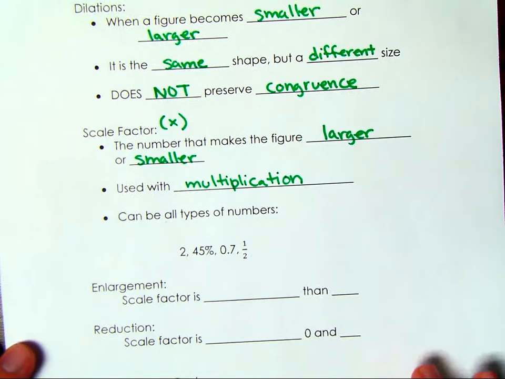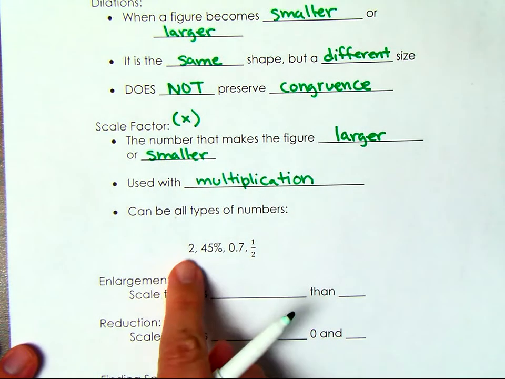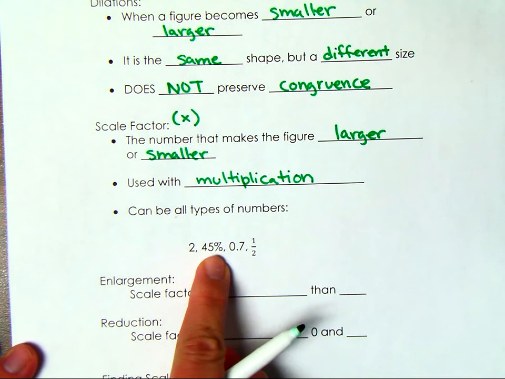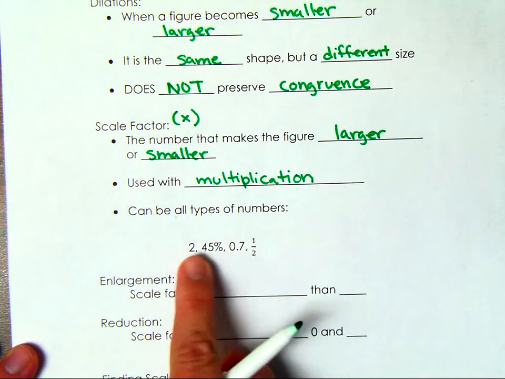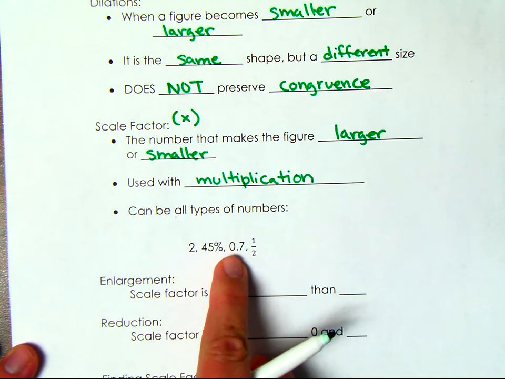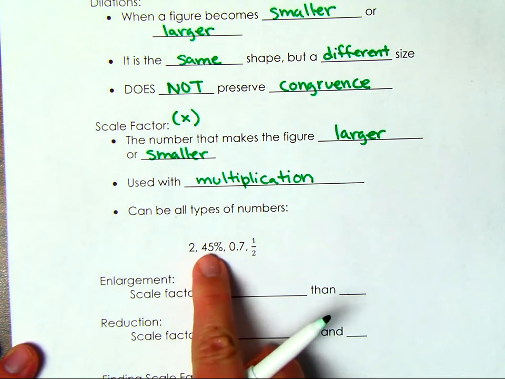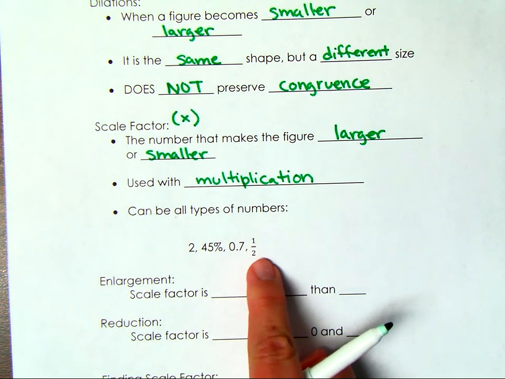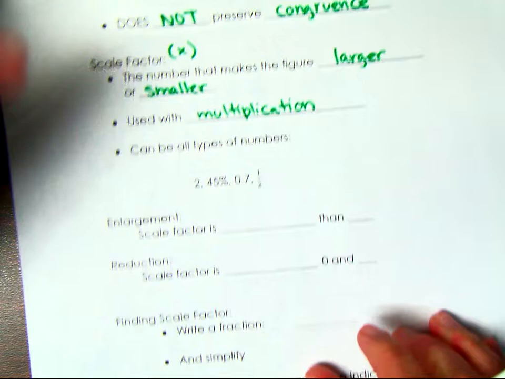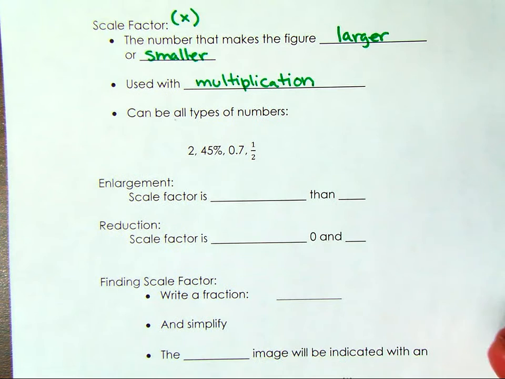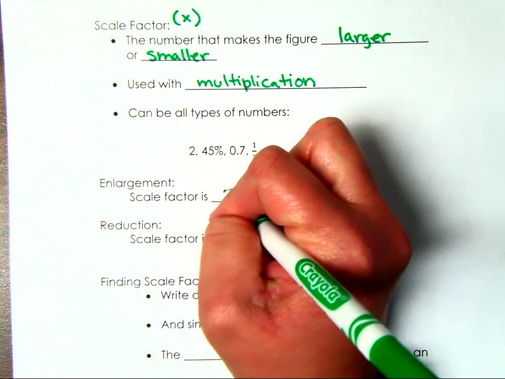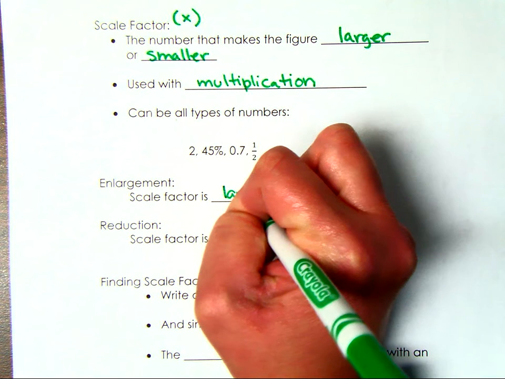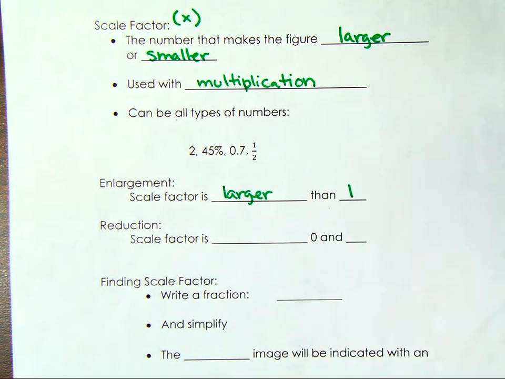Okay? And scale factors can be all types of numbers. They can be whole numbers, they can be percents, they can be decimals, and they can be fractions. Most commonly, we're used to seeing it as a whole number or a decimal. So we can review how to change a percent to a decimal and how to change a fraction to a decimal. So if something is an enlargement, think about your multiplication table. If you're multiplying to get bigger, you're multiplying by more than 1. So if it's an enlargement, your scale factor is going to be greater than 1.